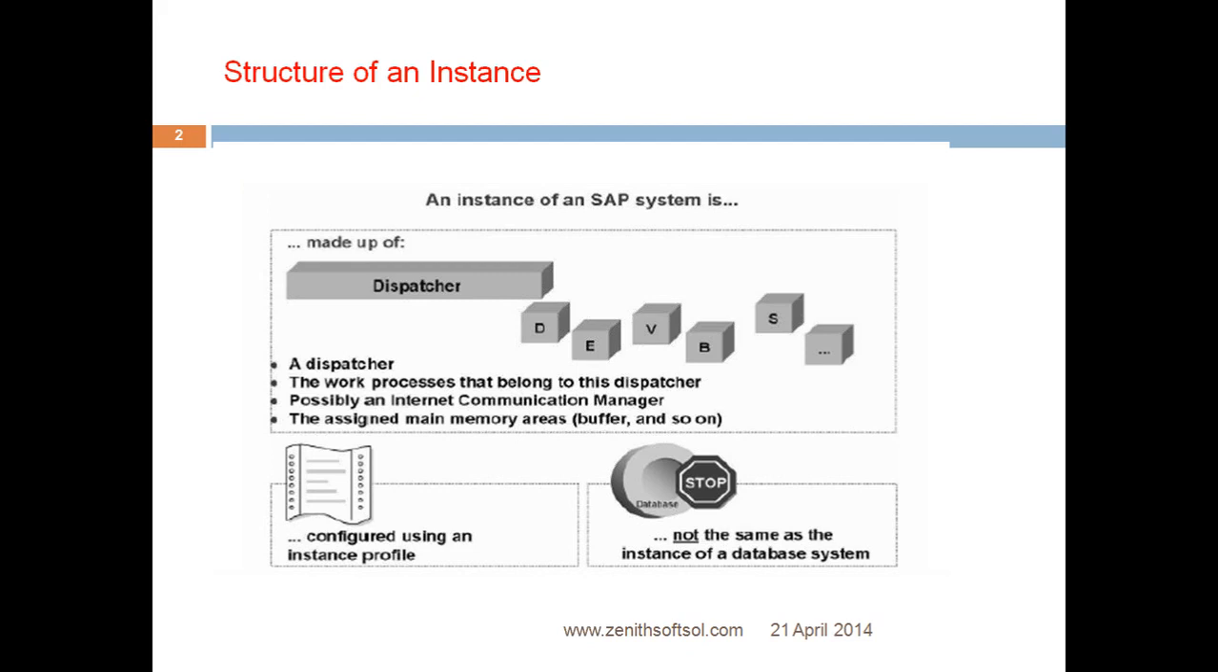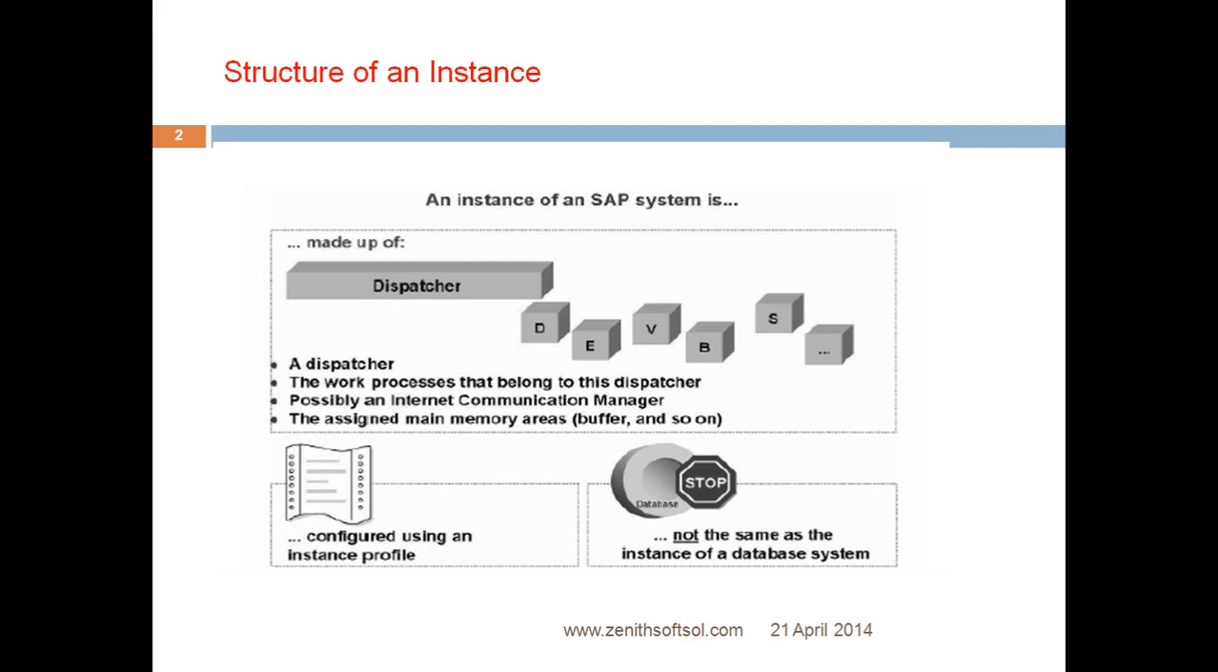Okay, the blocks on the right which you're seeing, D, E, V, B, S, these are nothing but the ABAP work processes which you are going to learn. D is nothing but dialog, E indicates enqueue work process, V is update work process, B is background work process, S is spool work process, and there is one more, M, which is the message work process. So these are the ABAP work processes, the work processes that belong to this dispatcher, and that is why I said an instance of an SAP system is made up of a dispatcher.